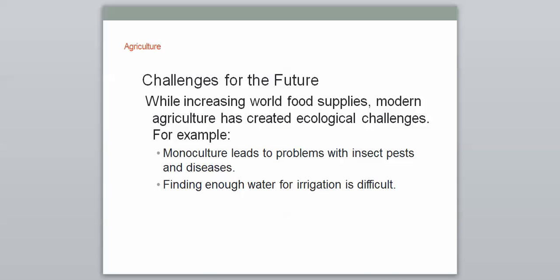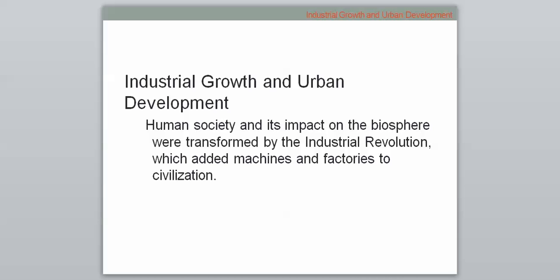What this means is that when we grow the same crop year after year, with all these increased fertilizers and pesticides, eventually pests are going to develop resistance to our pesticides, and they're going to be a lot tougher to kill. It can actually lead to an increase in pests and diseases compared to what we've had before. And finding enough water for irrigation is difficult. That's not really a problem here, but in other parts of the world, irrigating the fields can be a problem. So that's agriculture.